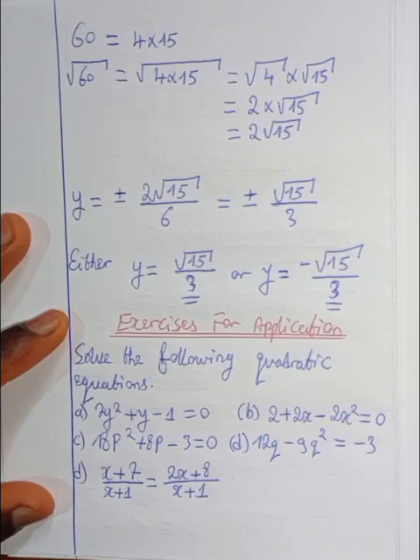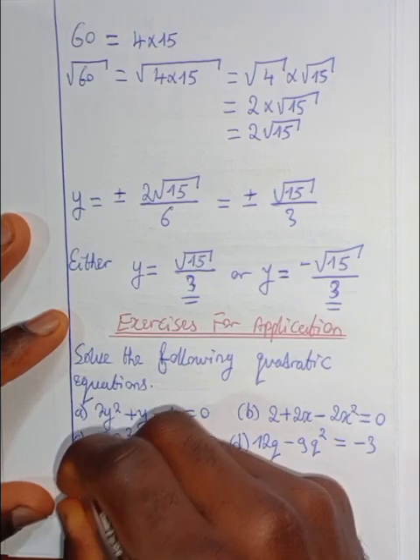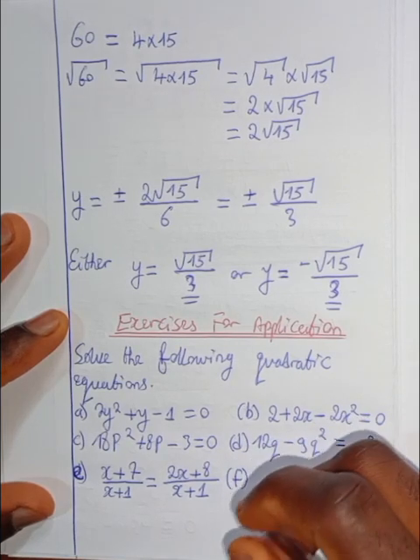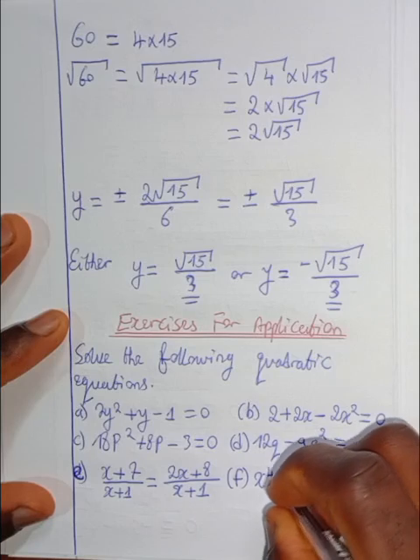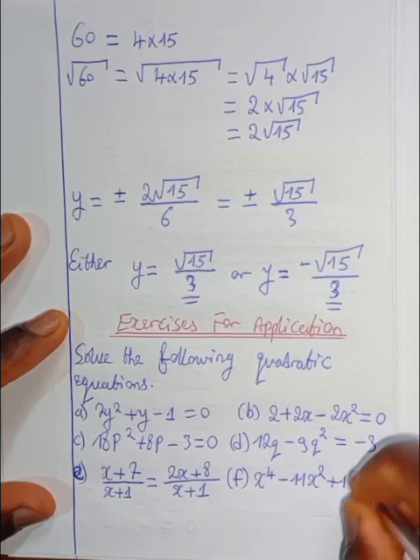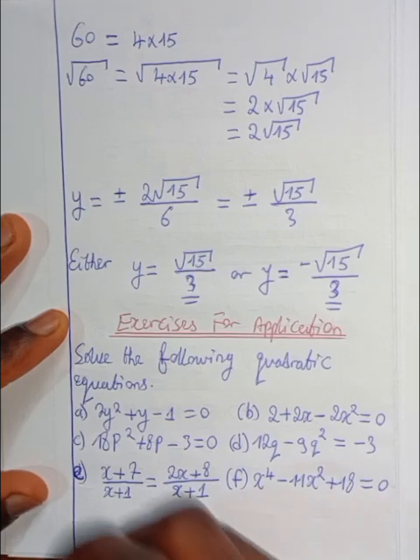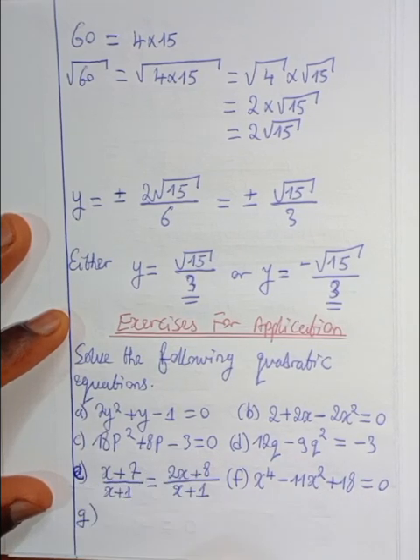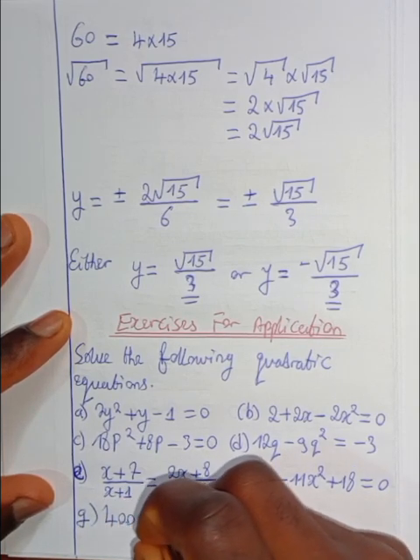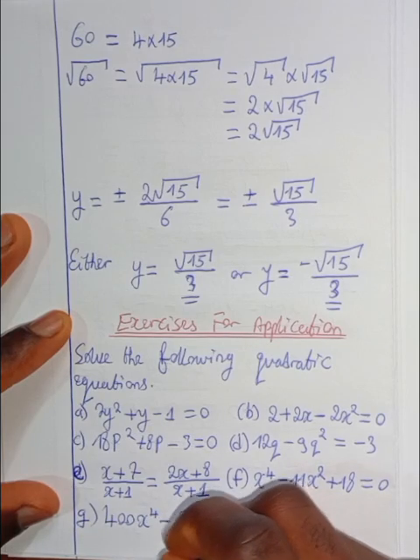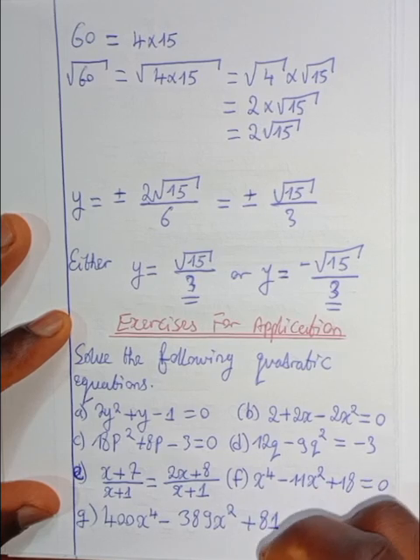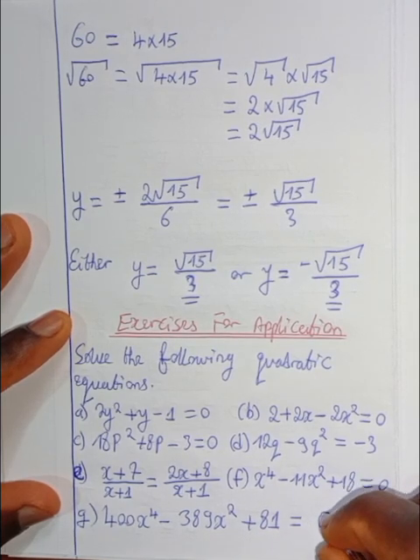For question, this is question E, not D. We go now to question F. We have x to the power 4 minus 11x squared plus 18 is equal to 0. Question G, we have 400x to the power 4 minus 389x squared plus 81 is equal to 0.